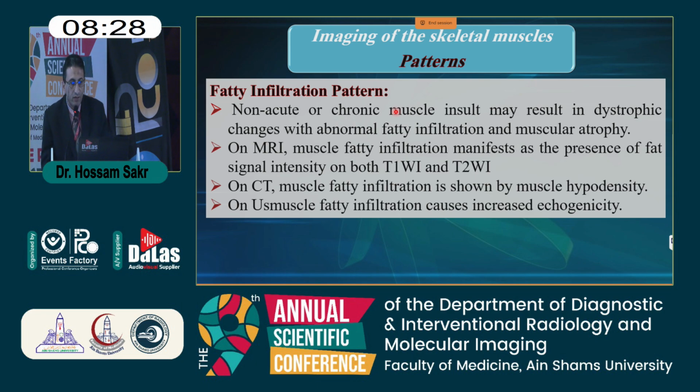Another, second pattern of muscle is a fatty infiltration pattern. It occurs in non-acute or chronic muscle insult, and may result in dystrophic changes with abnormal fatty infiltration and muscular atrophy. On MRI, it appears as high signal on both T1 and T2 with signal drop on fat suppressed images. On CT, muscle fatty infiltration is shown by muscular hypodensity. On ultrasound, it causes increased echogenicity.